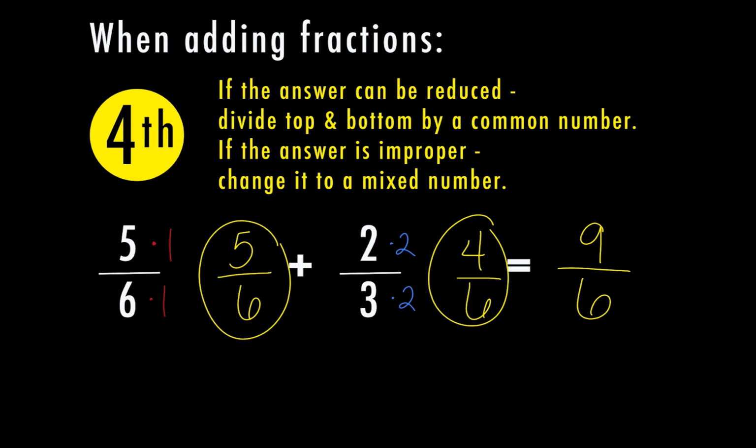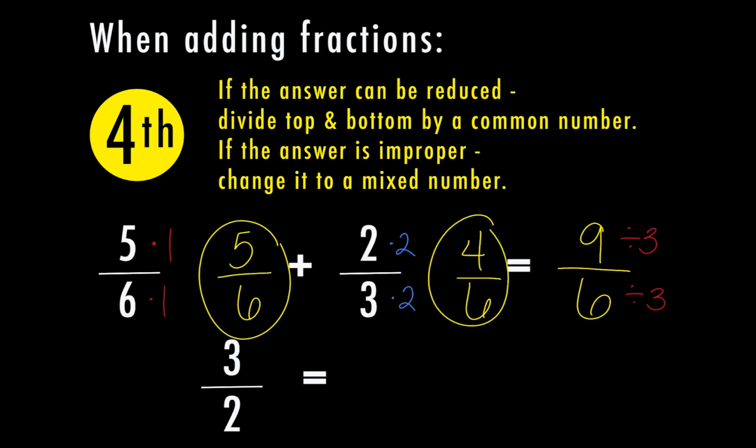So there's a couple of things here we want to look at, and what we said a minute ago is that we need to reduce it if it can be reduced, and then if it's improper we need to change it to a mixed number. Well, this fraction happens to be able to do both. If I look at 9 and 6, they both have a common number, and that would be 3. So I can divide both the top and the bottom by 3. I end up with the answer 3 halves.